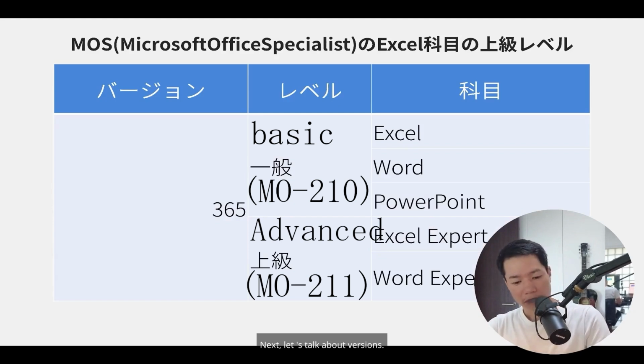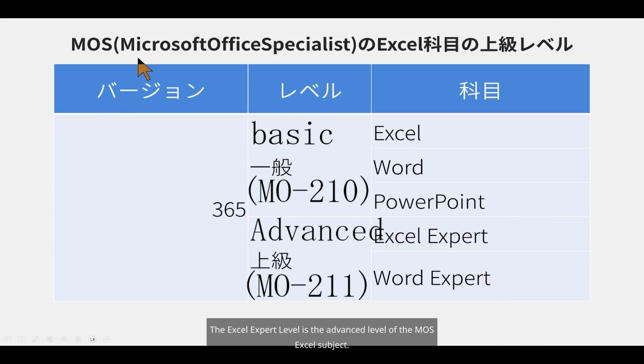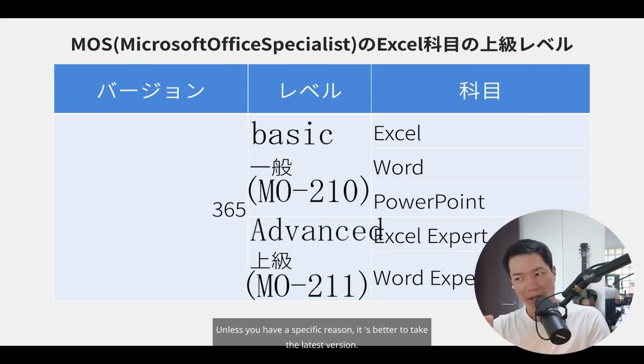Next, let's talk about versions. The Excel expert level is the advanced level of the MOS Excel subject. There are 2 types, general and advanced. As I mentioned earlier, the latest version is 365. Unless you have a specific reason, it's better to take the latest version.